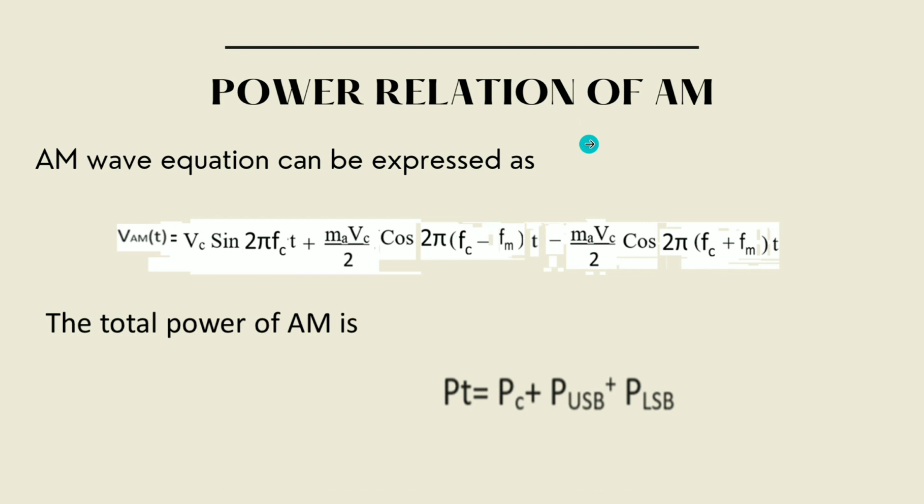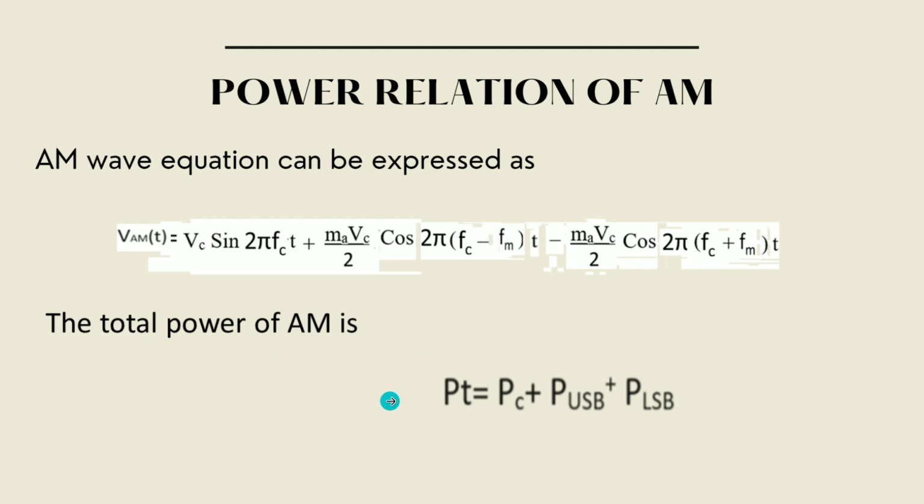Coming to the power relation of an amplitude modulated wave, we should know the final expression for the AM wave. It is Vam(t) = Vc sin 2π fc t + (Ma Vc/2) cos 2π(Fc − Fm)t − (Ma Vc/2) cos 2π(Fc + Fm)t, where Fc is the carrier frequency component, Fc − Fm is the lower sideband frequency component, and Fc + Fm is the USB, upper sideband frequency component. So an AM wave contains three components: carrier, LSB and USB.